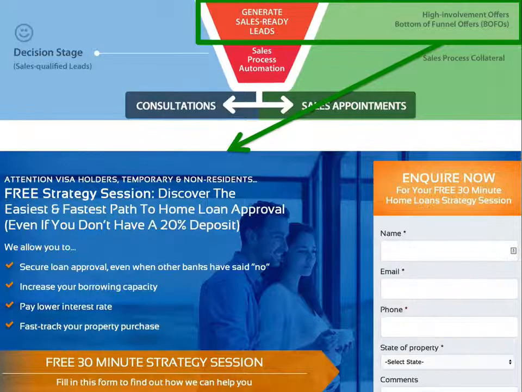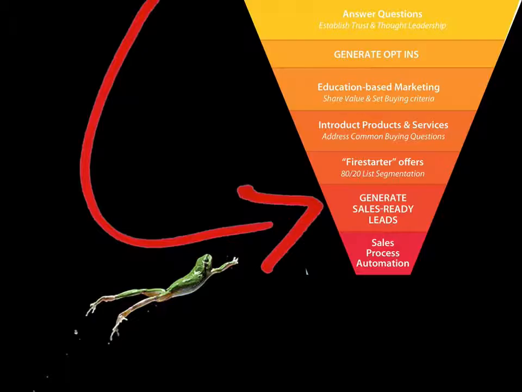So here we are at the bottom of the consideration stage and toward the decision stage. And at this stage, you deploy bottom-of-funnel offers in order to generate sales-qualified leads. A typical bottom-of-funnel offer is a free consultation, audit, quote, test drive, or other high-engagement inquiry that culminates in a purchase decision. Certain prospects may be ready to leapfrog to this stage right away, without opting into any of your previous offers.